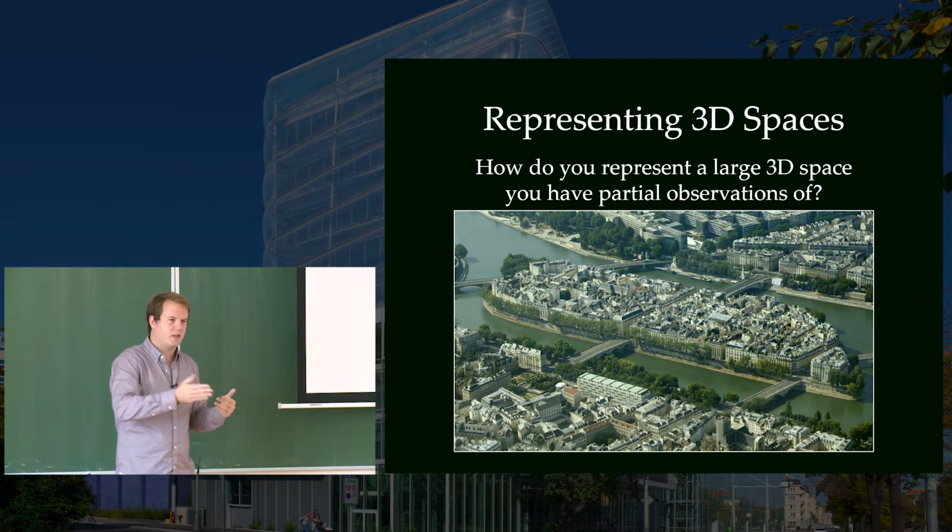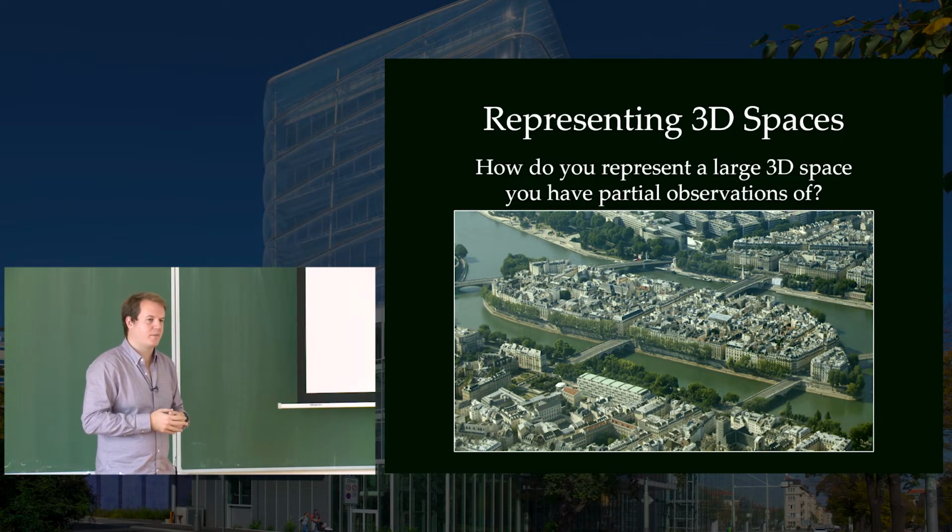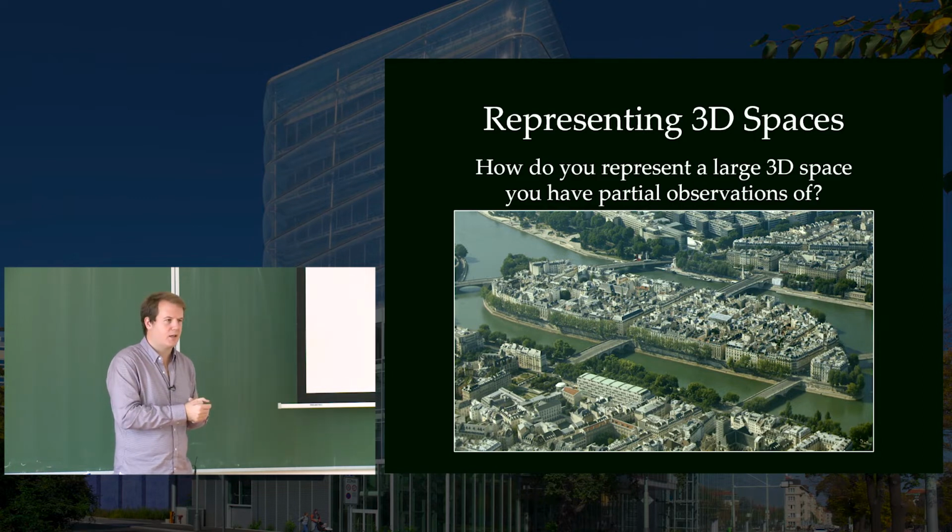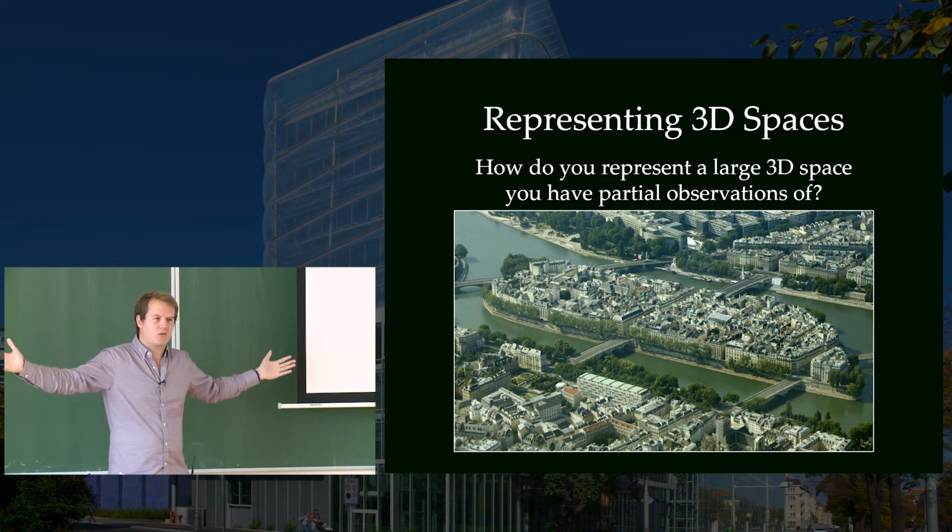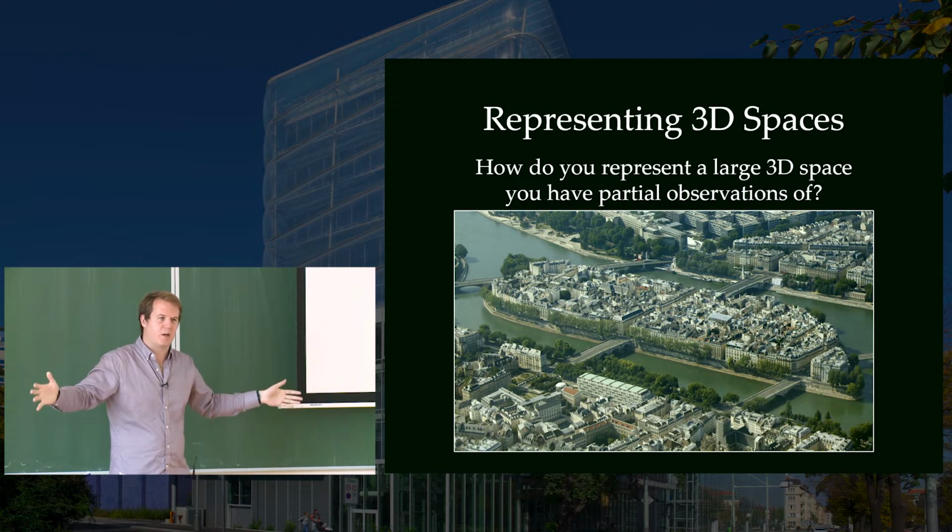The streets are very curvy, and the same thing happens, I'm sure, in Prague, where if you don't know it very well, you might be confused as to exactly which direction you're facing. But at the same time, you can actually navigate around quite nicely. And so the big question I wanted to investigate is how do you represent really large 3D spaces for which you don't have a complete observation?